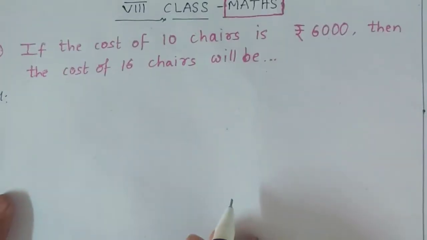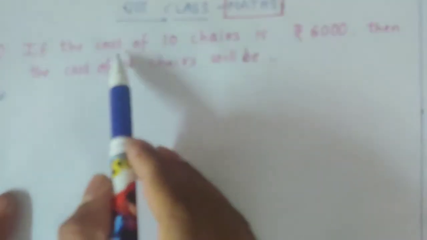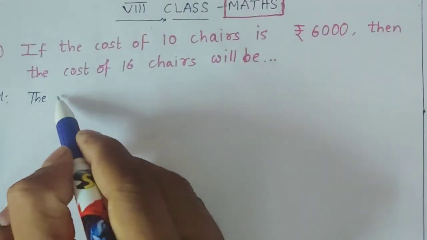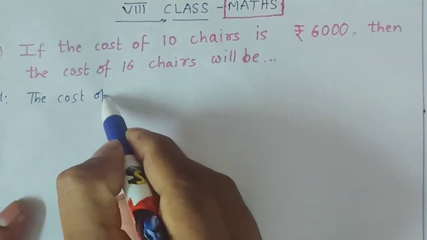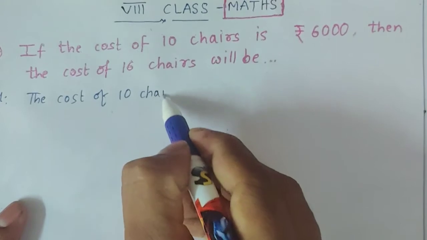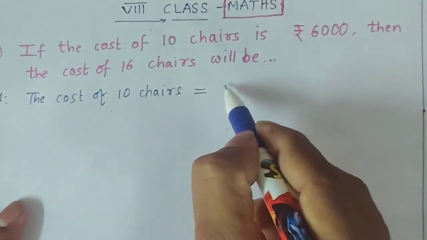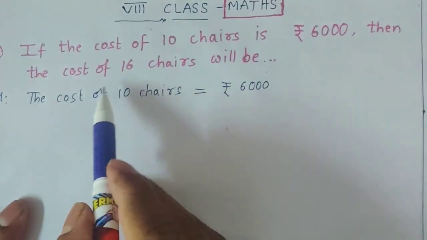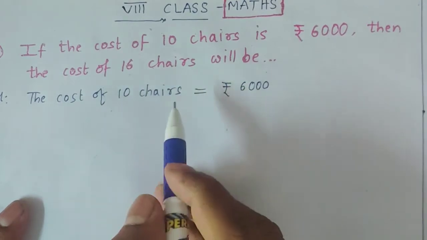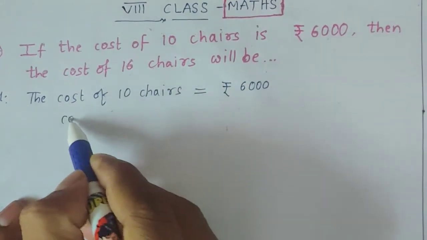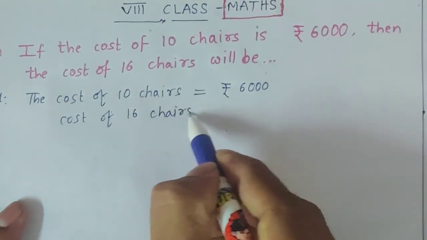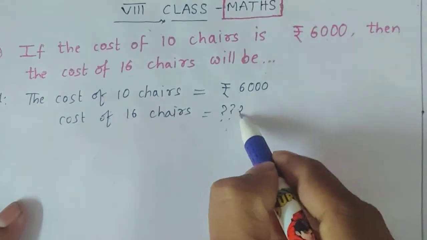First, the solution will be like this. What we need to write is the first point: the cost of 10 chairs is 6000 rupees. So I'm going to write the given data: the cost of 10 chairs equals rupees 6000. They are asking for the cost of 16 chairs. Now you need to find out the cost of 16 chairs.